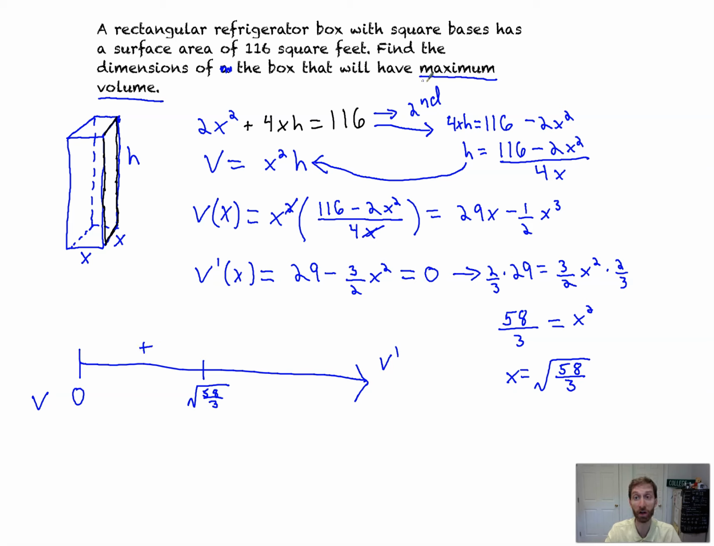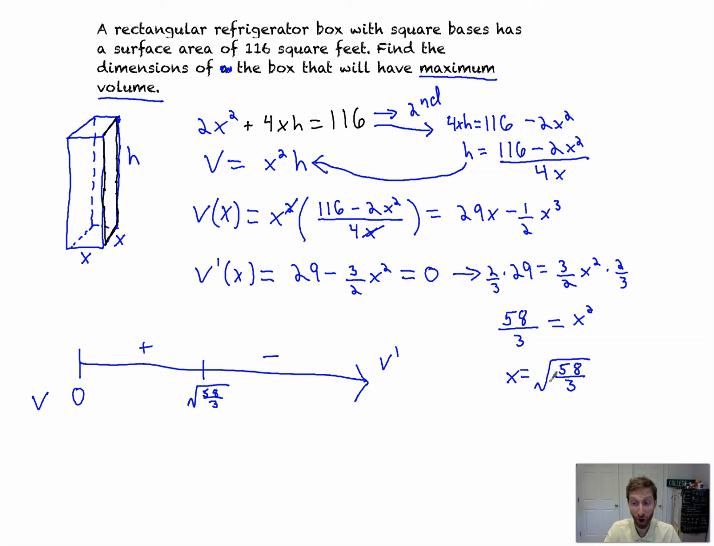And that's a good start because we want to go from positive to negative for maximum. Something greater than root 58/3. How about, I don't know, any number greater, 100. 29 minus 3/2 times 100 squared, that's going to be a big number, and 29 minus it will make it negative. So we've got a maximum at x equals root 58/3. The justification is since v prime is positive everywhere before this number and negative everywhere thereafter.